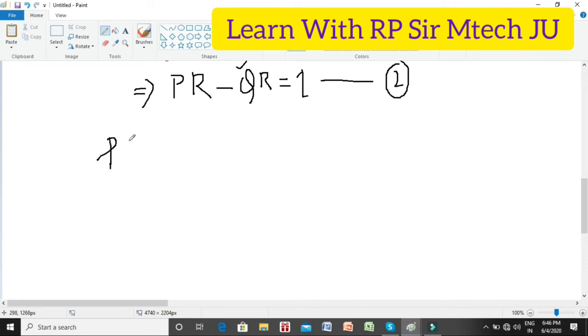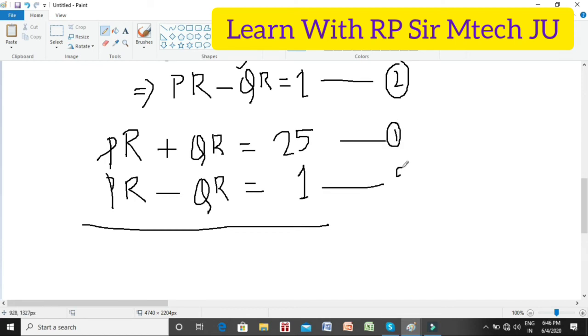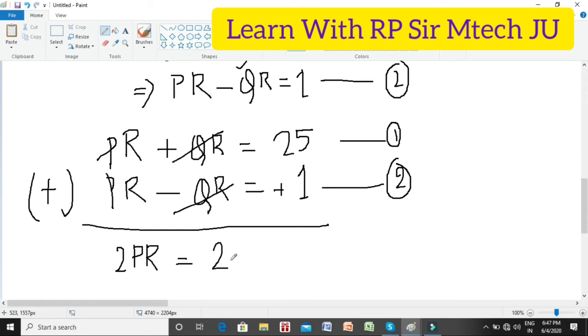So we have PR plus QR equals 25, and we have PR minus QR equals 1. So let us first of all add the two equations. Let this be equation number 1 and this be equation number 2. If we add the two equations, what happens? This is plus QR, this is minus QR. This will get cancelled, and this is plus. So PR plus PR will be twice of PR, and here 25 plus 1 will give 26.